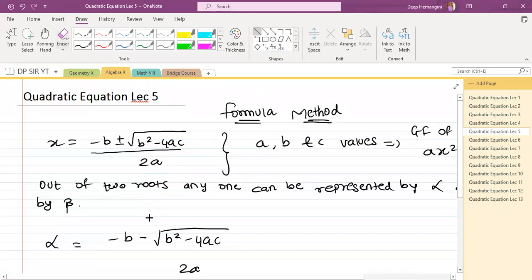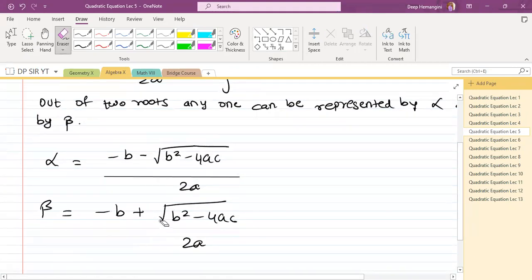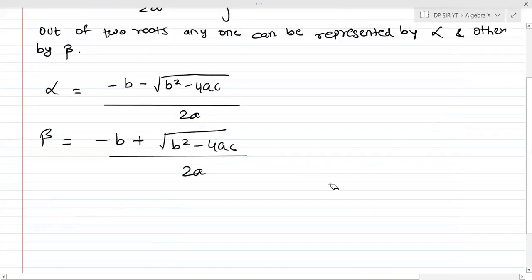I'll just अच्छे से एक लाइन ही बना देता हूँ so that you are not confused. Upon 2a. Similarly here also I'll draw a line which denotes upon 2a. Now it seems decent. Okay, तो ये हो गया मेरा अल्फा बीटा का वैल्यू. Let's go ahead and see.